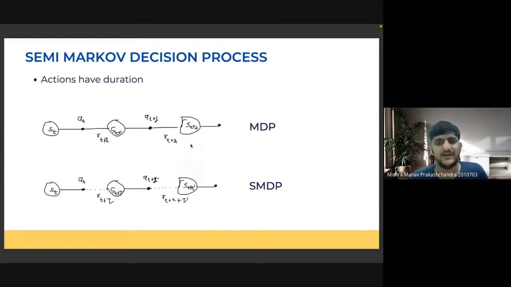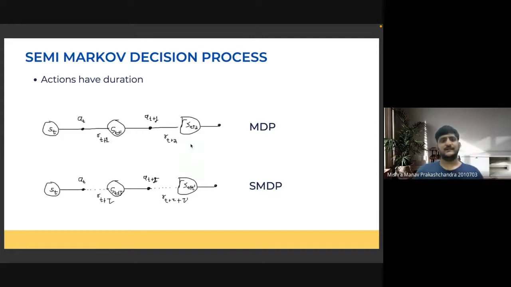Next up, we take a look at the notion of a semi-Markov decision process. In a Markov decision process, there is a chain or a sequence of state action transitions that needs to be followed. Given you are in state s_t, you pick action a_t and go to a next state s_t+1, getting a reward of r_t+1. And so on, you carry on moving forward.